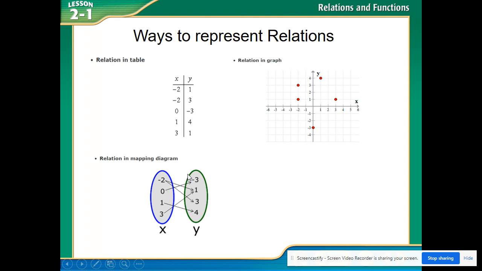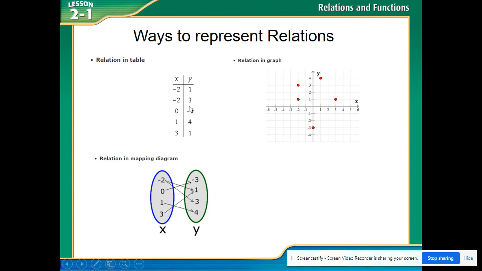Now, what are all these lines? It's like a matching. So what's the first pair? (-2, 1). So I go from -2 to 1. Then -2 to 3, 0 to -3, 1 to 4, and 3 to 1. So notice how each and every one of these lines represents an ordered pair.